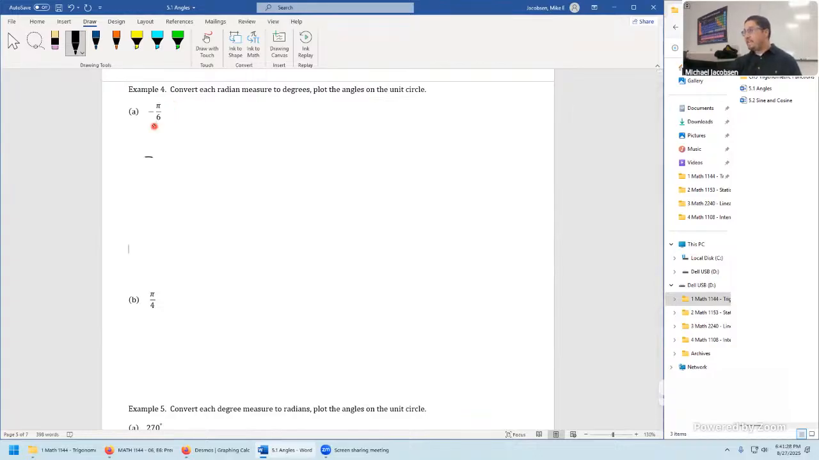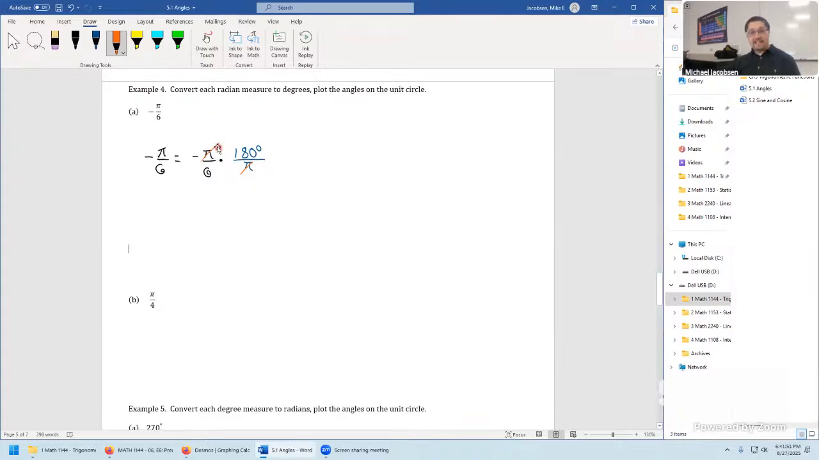So first we're going to say negative pi over 6 is going to be equal to negative pi over 6 times, and we want a conversion factor. We're going to use the one that puts the degrees in the numerator and pi radians in the denominator. That gives us just an immediate cancellation from here to here. Pi is gone.